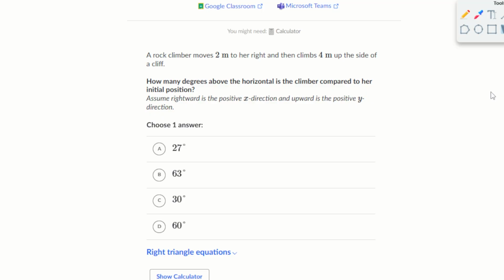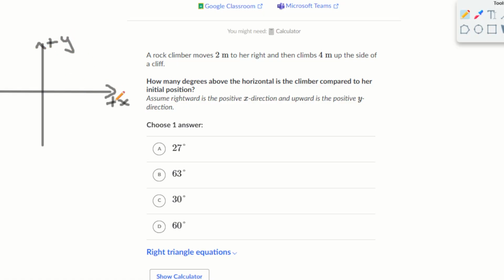Okay, question 4 says, a rock climber moves 2 meters to her right and then climbs 4 meters up the side of a cliff. How many degrees above the horizontal is the climber compared to her initial position? Assume rightward is a positive x direction and upward is a positive y direction. So what I would do in this situation is just draw my axes. So here we know that this is the y and this will be the x. Positive x is rightward and positive y is upward.